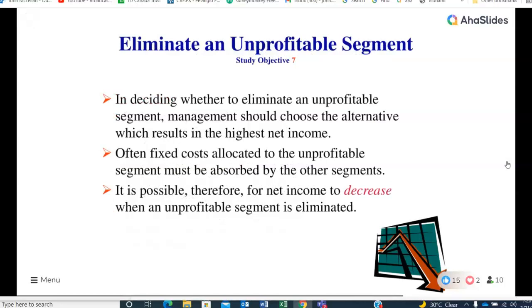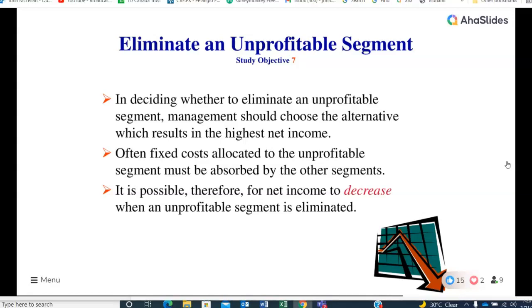All right. Lastly, we're going to look at whether to keep an unprofitable segment or to eliminate it. Now, this is a decision of senior management. In deciding whether to eliminate an unprofitable segment, management should choose the alternative of the highest net income. Of course, that's what we always do. Often fixed costs are allocated. You know what allocated means, and we always are beware of allocated costs in management, because they're simply an estimate, usually done by the accountant.